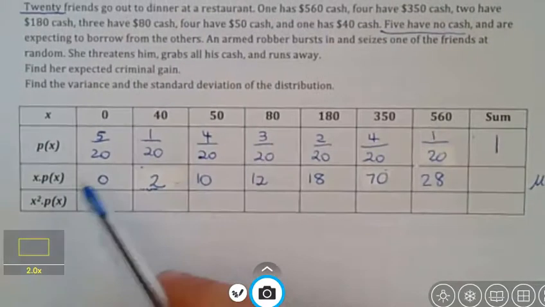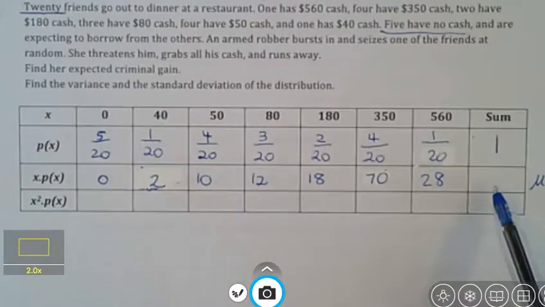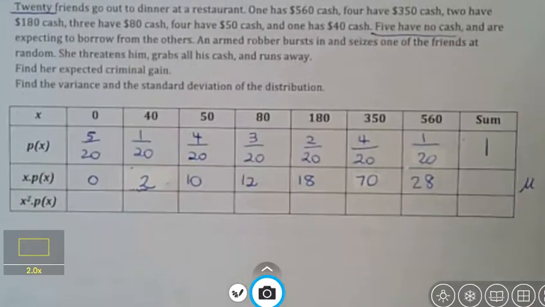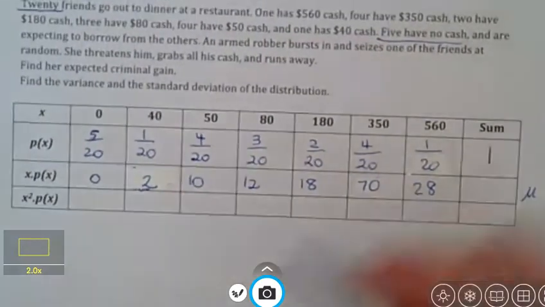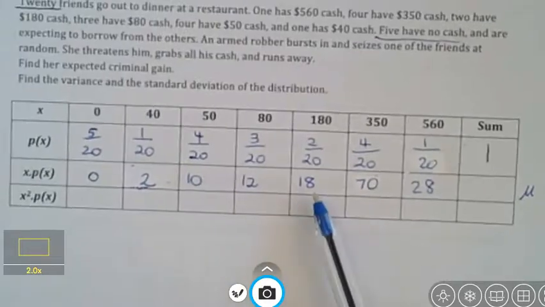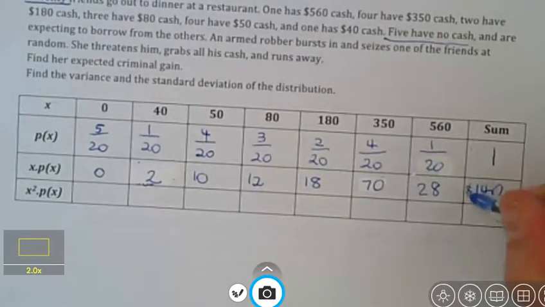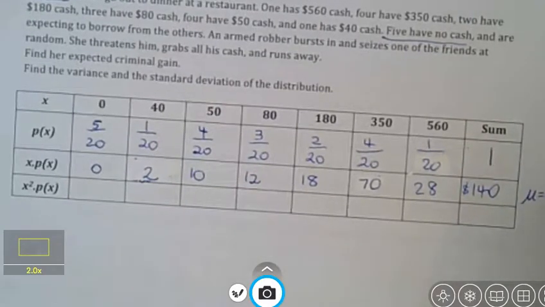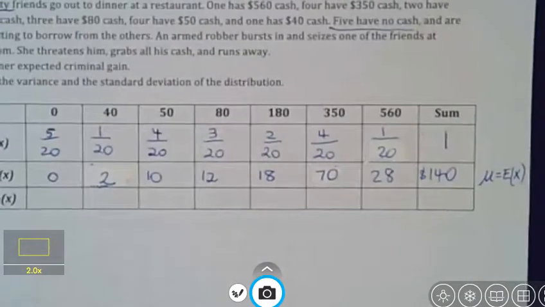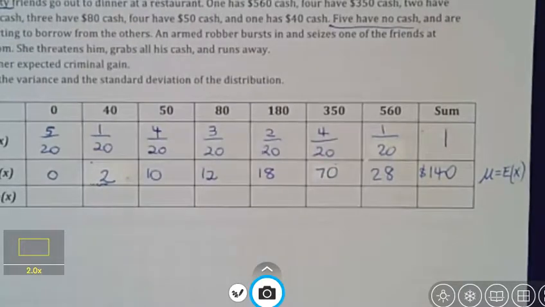Here, x, p(x), and then the sum of those, that is your expected value, or mu. So what do you get when you add all these up? 24, 140? So that is mu, or expected value of x. Okay, so that's your mu. We're going to use that.